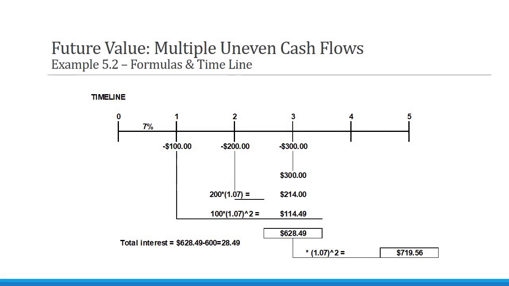So we can put those amounts on the timeline. At time 0, that's today. Then the dollar amounts that we put in are at the end of each year. So at the end of year 1, we have $100. At the end of year 2, $200. And at the end of year 3, $300. And so we can see how each one of those collects a different amount of interest because some of them are in there longer than others.